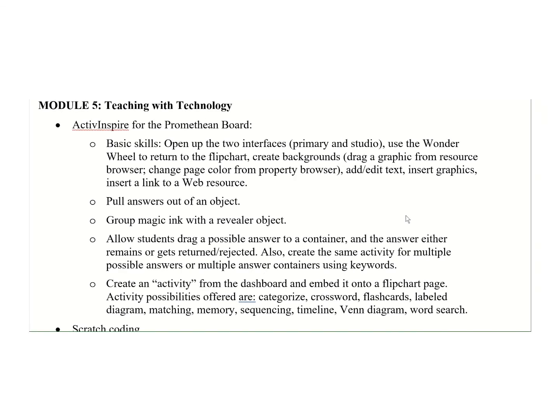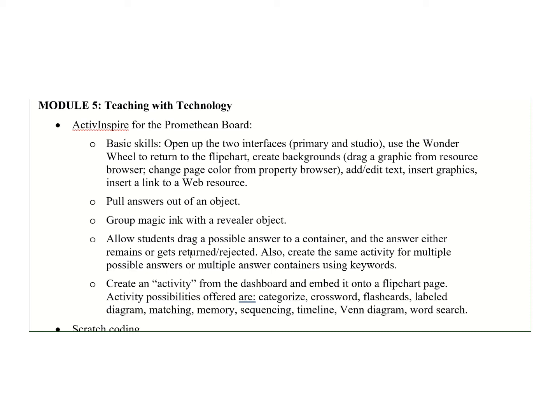In Module 5, we focused on teaching with technology. We did a lot of different things in this mod. We started off with Active Inspire for the Promethean board. We looked at basic skills and how to work with the interface. We pulled answers out of a hat or another object. We grouped magic ink with a revealing object, like a hand lens or a pair of eyeglasses, so we could reveal things, or have students reveal them when they roll over them in class.